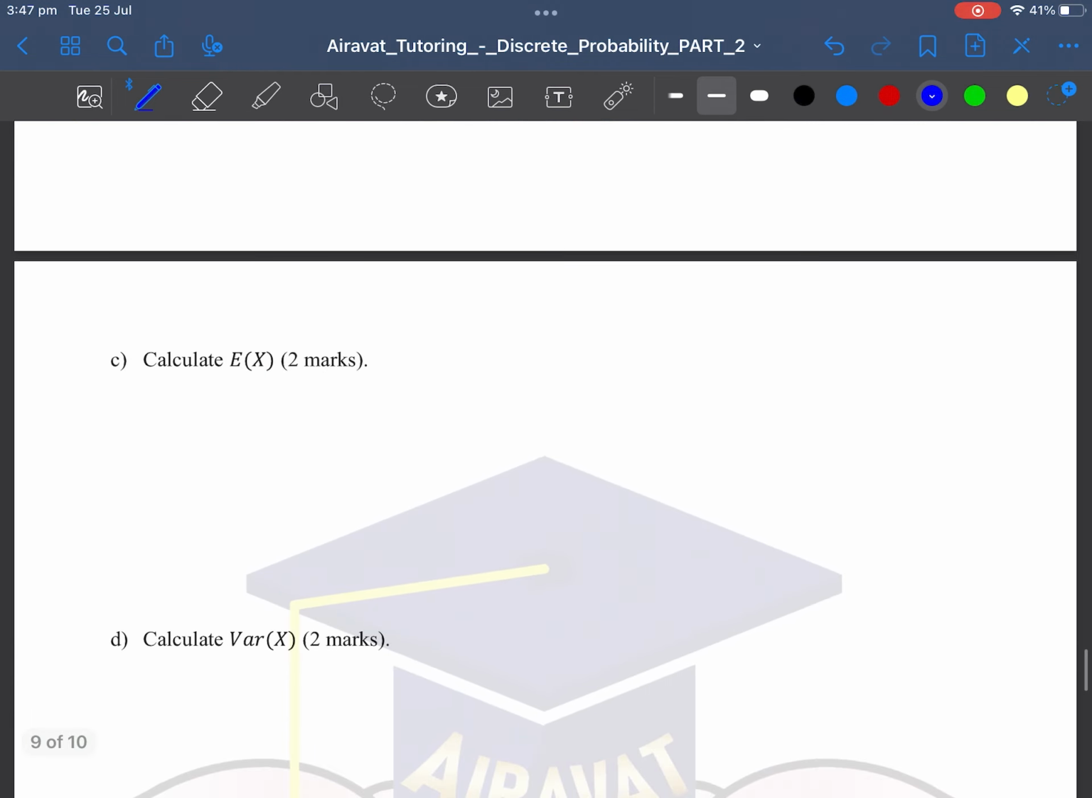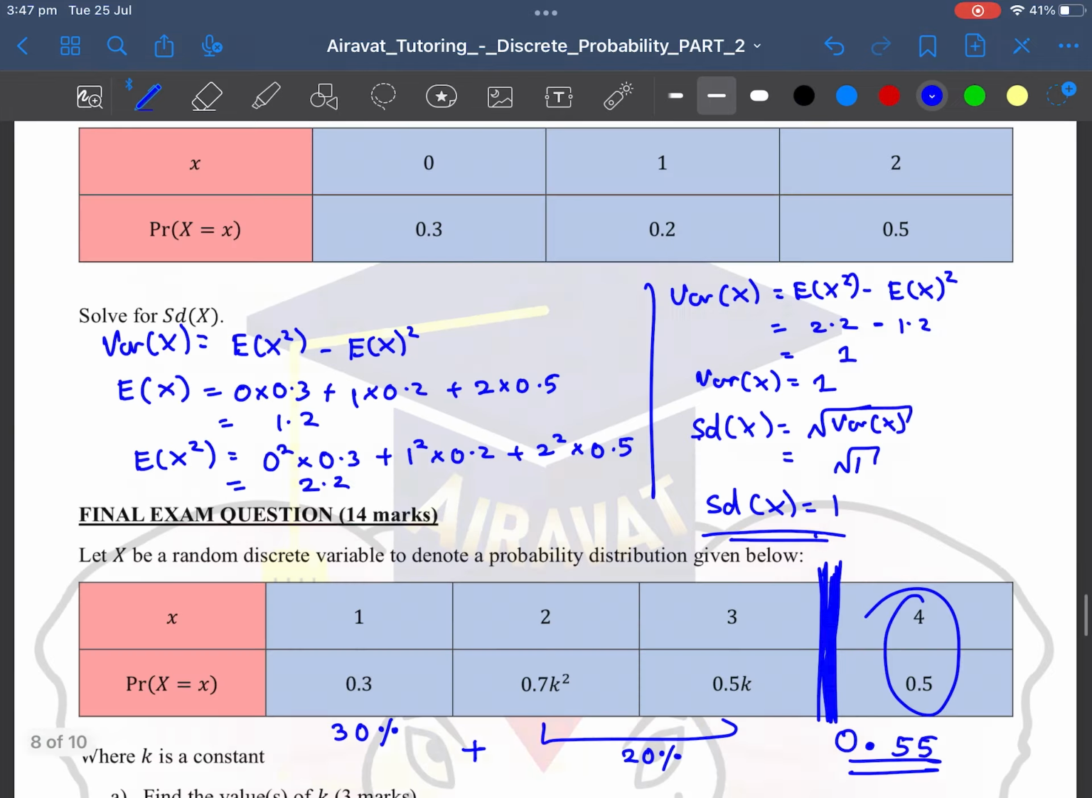Now calculate the mean. So mean is going to be a hard task for you to do considering the numbers and how messy they are. But in the exam they will give you numbers that are better for you to use, so it will save a lot of time. So don't worry about that.